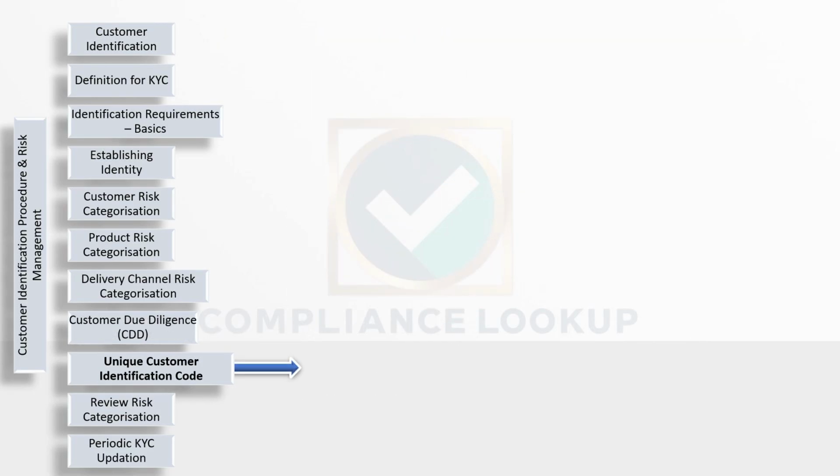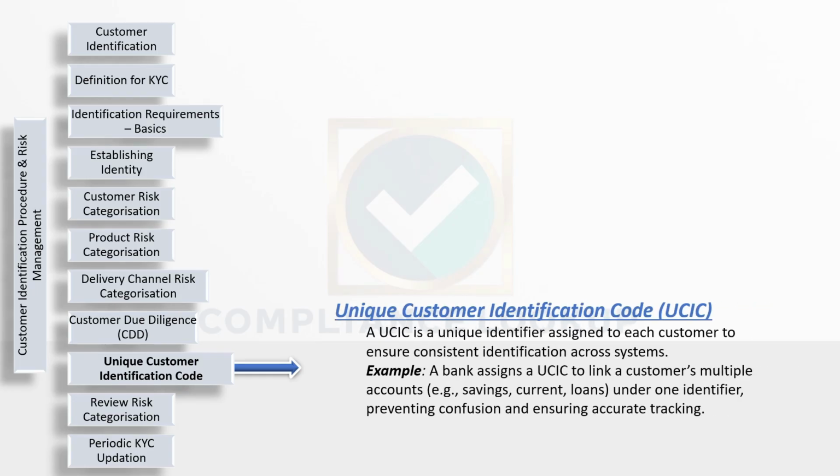Now, moving forward, Unique Customer Identification Code, UCIC. The UCIC is a unique identifier assigned to each customer by financial institutions to ensure consistent identification across various systems and platforms.